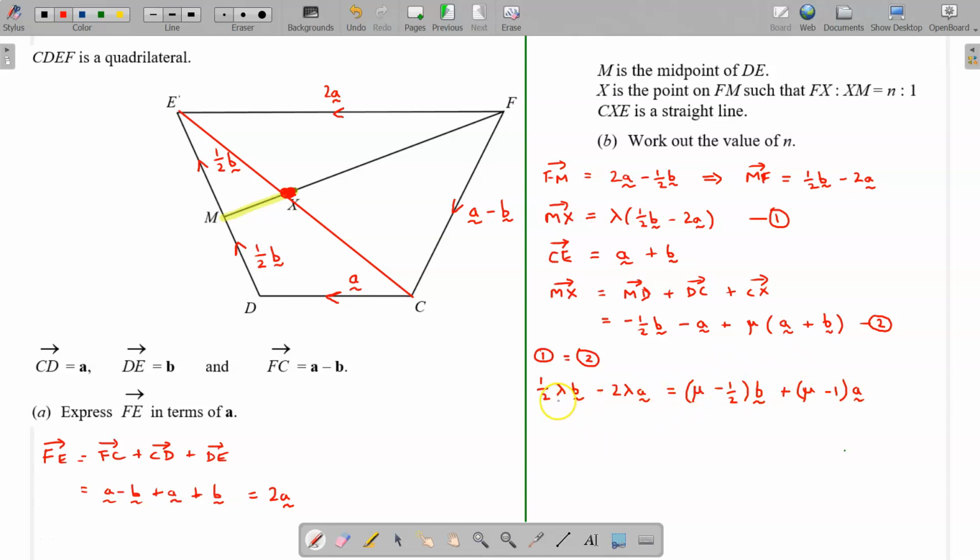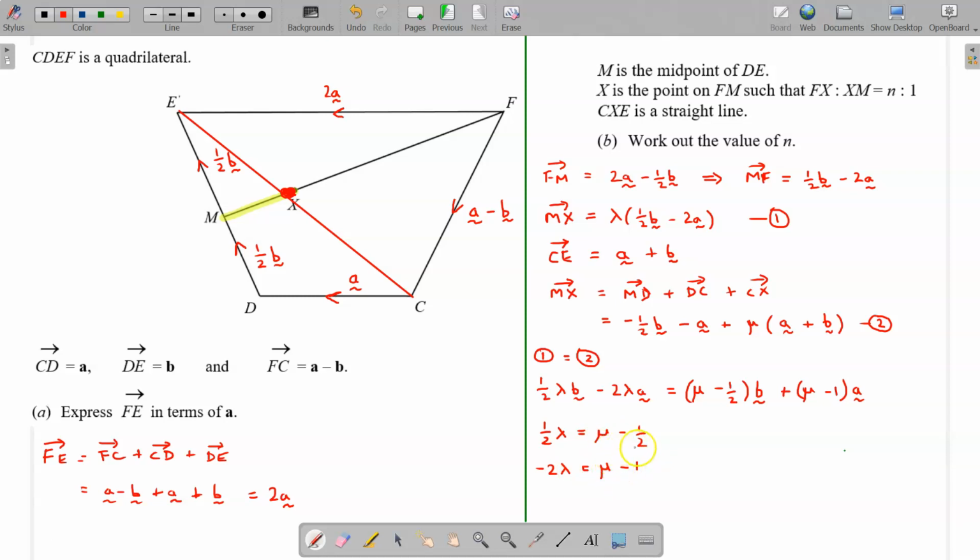So I can say that a half lambda must be equal to mu minus a half. So a half lambda equals mu minus a half. And I can also say that minus 2 lambda equals mu minus 1. So I've got these two unknowns, mu and lambda, and I've got two equations linking them together.